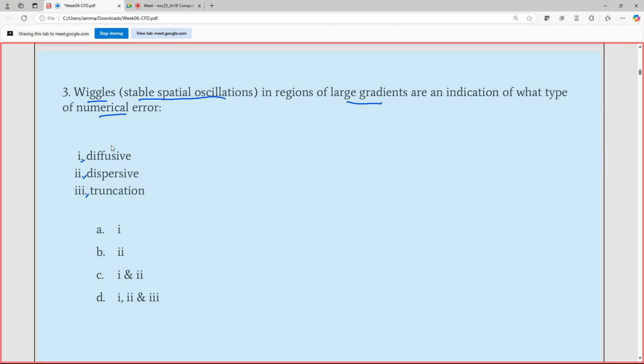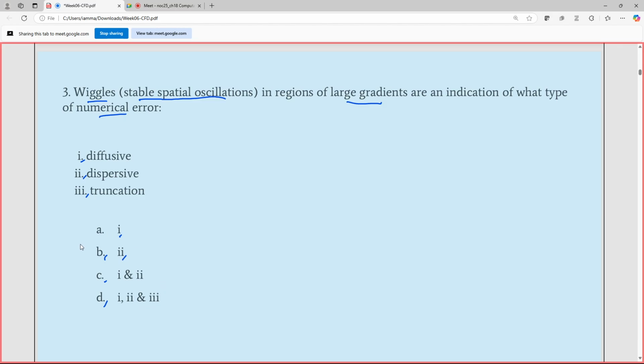All these errors are different types of numerical errors. So, which type is the reason for wiggles in the regions of large gradients? Is it diffusive? Is it dispersive? Is it truncation? Options are: Option A, one only, that is diffusive only. Option B, two only, that is dispersive only. Option C, one and two, that is diffusive and dispersive is the reason. Option D, all these numerical errors can cause wiggles.